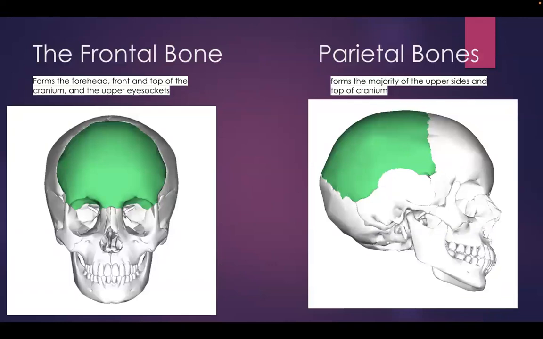So let's go through the bones of the body. You'll need to know them definitely by definition. So the frontal bone forms the forehead, front and top of the cranium, and the upper eye sockets. The parietal bones form the majority of the upper sides and the top of the cranium. You know, in restorative art, you've probably heard of the king's crown. That's because if the crown were placed on a head, it would touch the parietal bones.